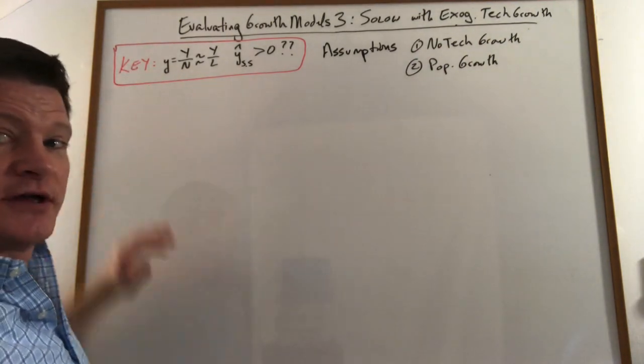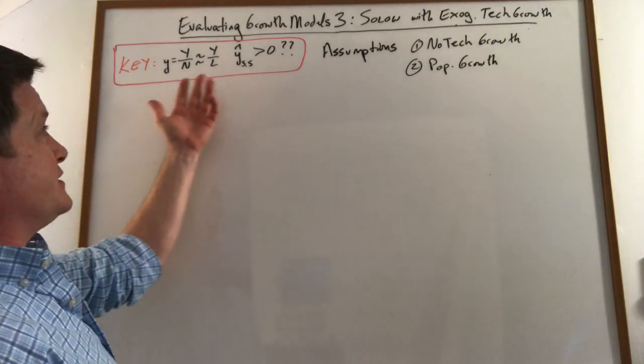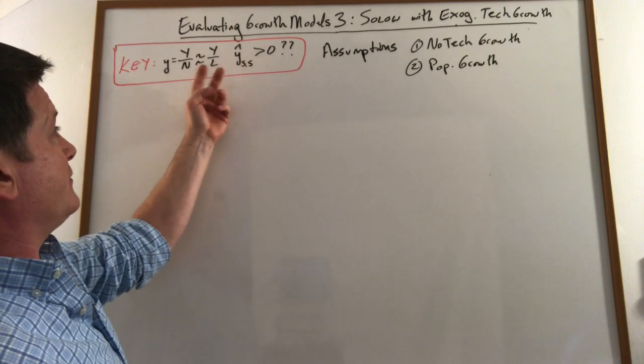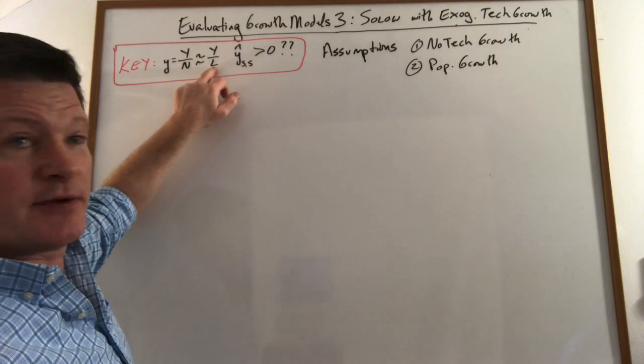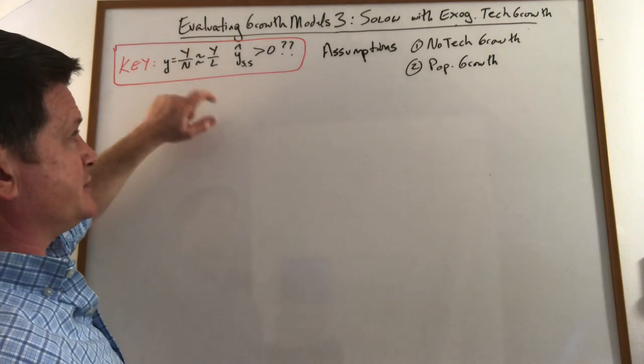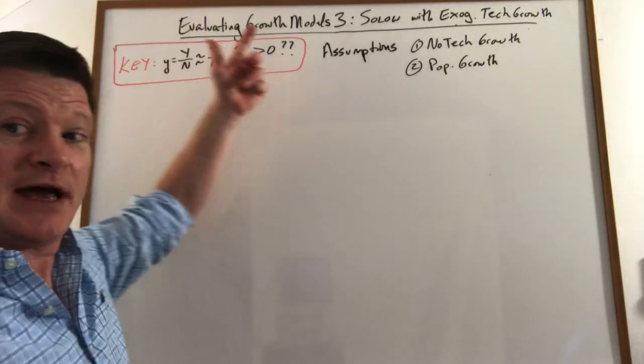Our key metric in evaluating these Solow growth models is, does it generate steady state real GDP growth per capita, which we're going to measure as GDP per worker, but we could use the total population as well, which is the technical definition of GDP per capita, hence the capita.